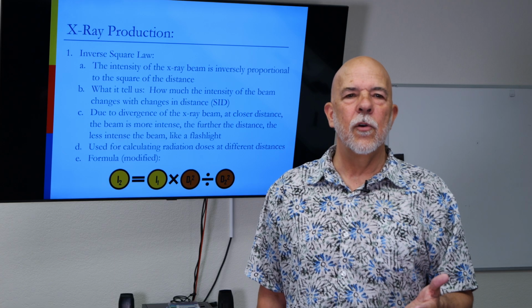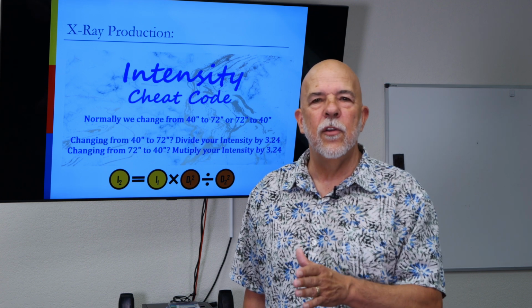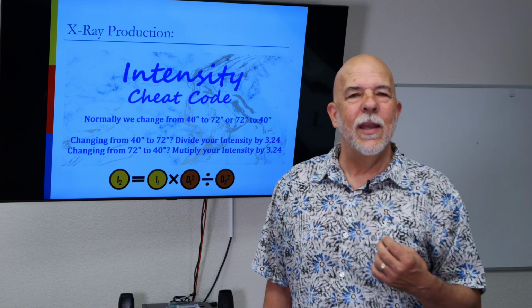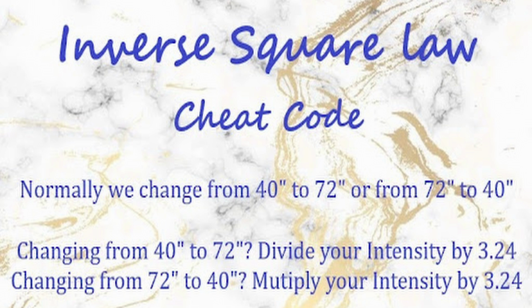Now there's also a little cheat code. Normally we're going from 40 to 72 inches or 72 to 40 inches. So with these specific distances only, if you're going from 40 to 72 inches, you are reducing the intensity. So your intensity specifically reduces in a square area by 3.24. So you can take your intensity and divide by 3.24. The opposite is true. If you're going from 72 inches to 40 inches, then your intensity increases by 3.24, so you can just multiply. It works really great, super easy.